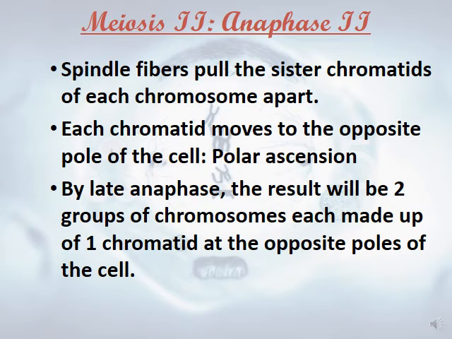In anaphase 2, the spindle fibers will pull the sister chromatids upward, forming what's known as polar ascension. In late anaphase, the result will be two groups of chromosomes, each made up of one chromatid, at the opposite poles of the cell.